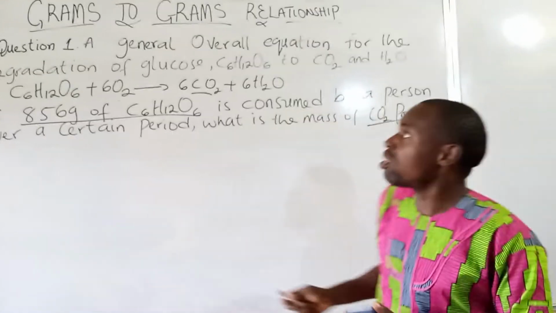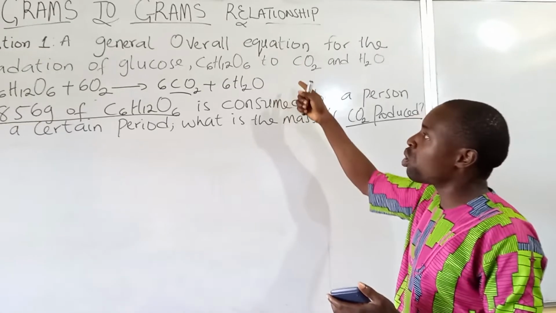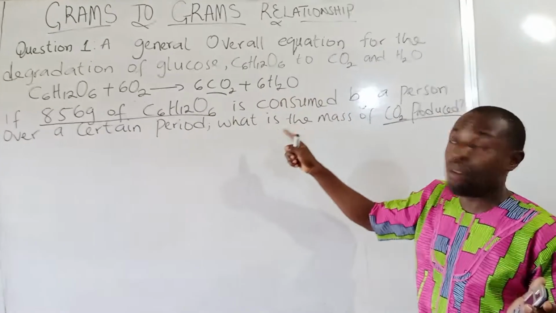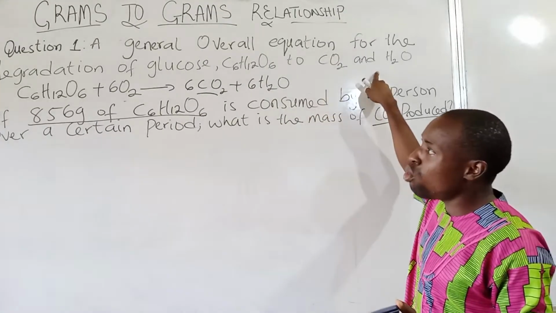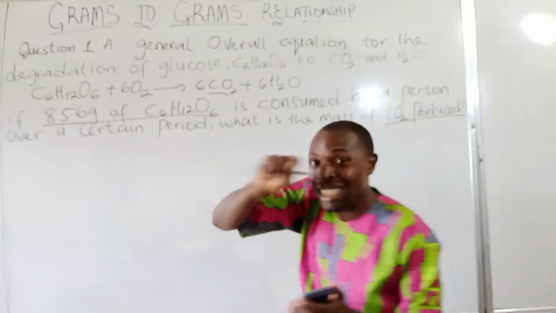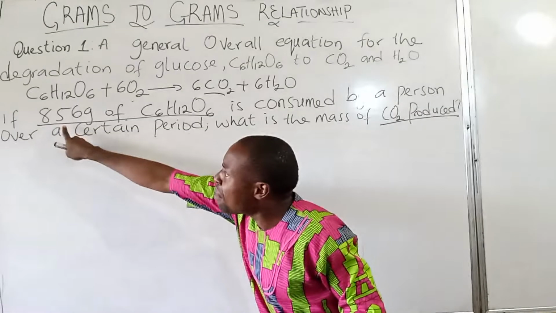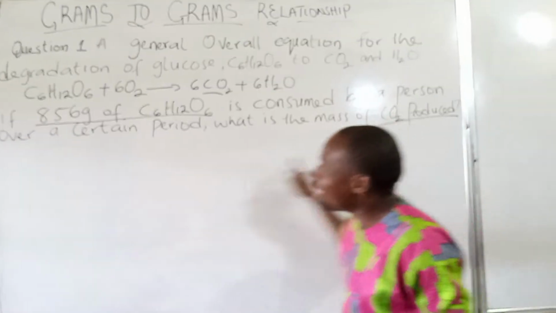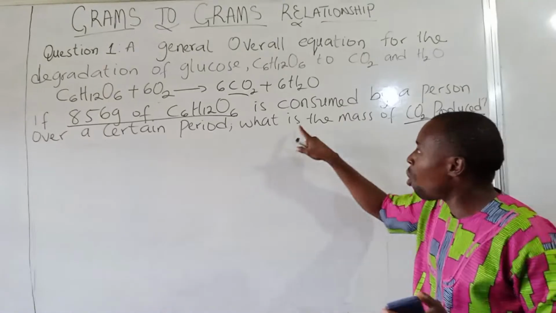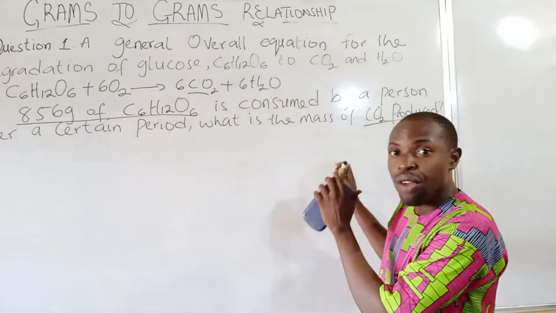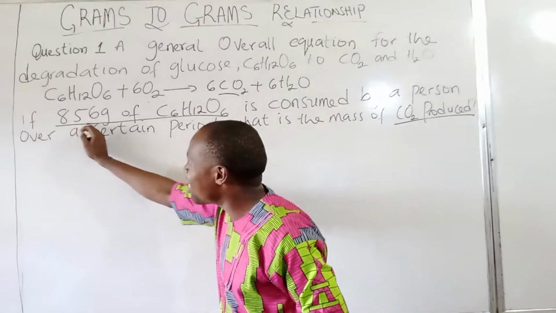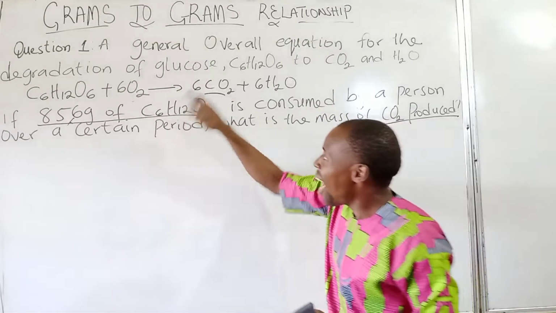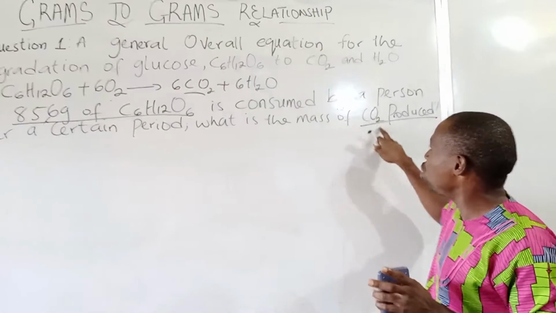Let me solve it. The question says: a general overall equation for the degradation of glucose, which is C6H12O6 to CO2 and H2O. If 856 grams of glucose is consumed by a person over a certain period, what is the mass of the CO2? If you look at this question very well, this is the mass of the known substance, and we are asked to calculate the mass of CO2.